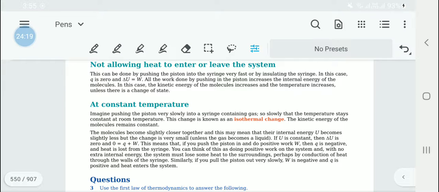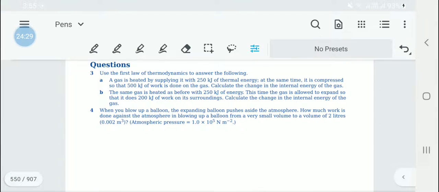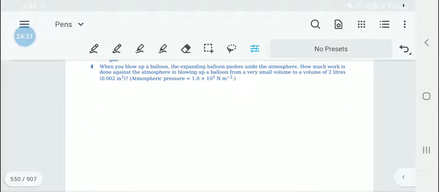I hope you understood. If you have any questions, please ask them. After you have gone through this, please do question number 3 and 4. I will discuss these questions at the end of the lesson.